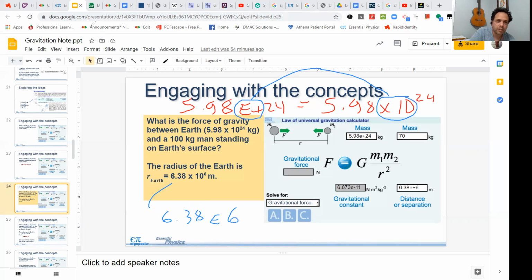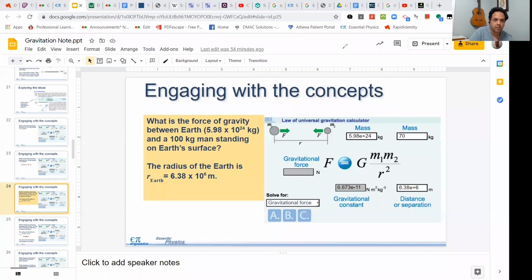So we could do that. Let's do this problem in the textbook calculator and Desmos. What is the force of gravity between Earth and a 100 kilogram man standing on the Earth's surface? The radius of the Earth is 6.38 times 10 to the 6. Sorry, it's late.